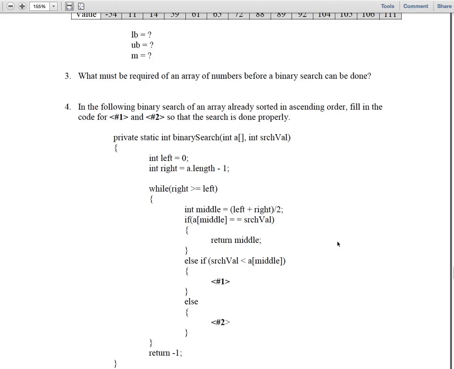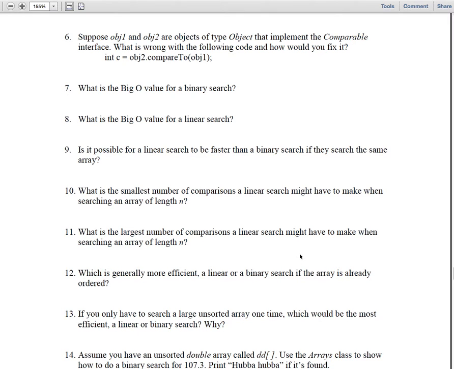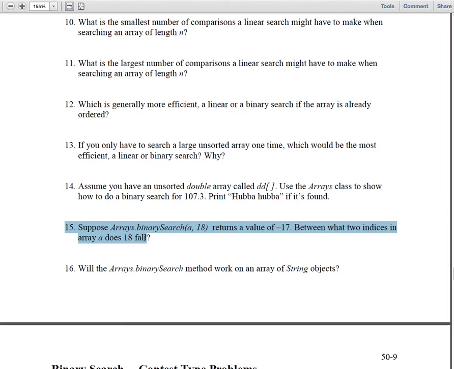Right. So yesterday there was a little bit of confusion on a few students' part and on my part about question number 15, right? And so 15 says suppose Arrays.binarySearch(a, 18), where a is the array and 18 is the value that you're looking for, returns a value of negative 17. Then between what indices does 18 fall in the array A?